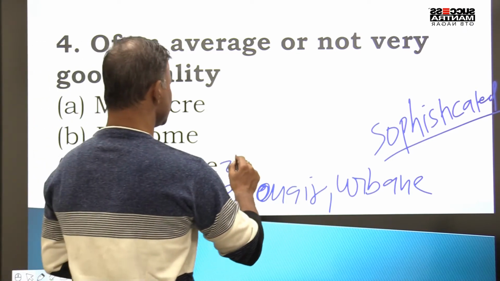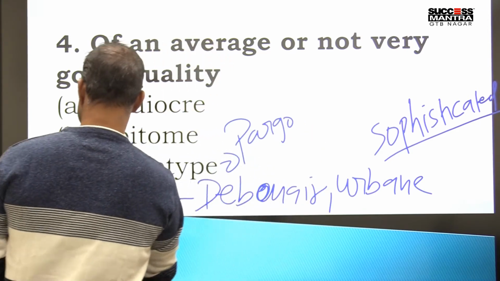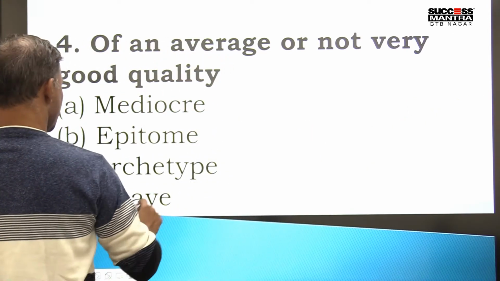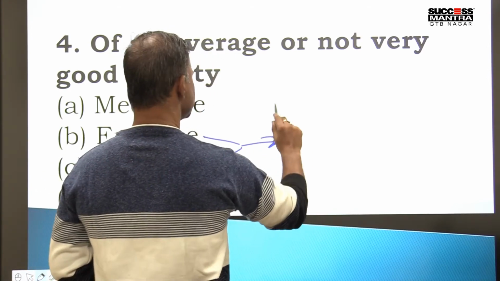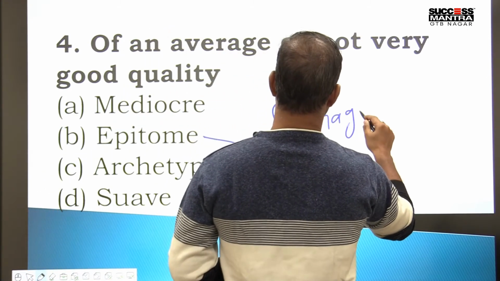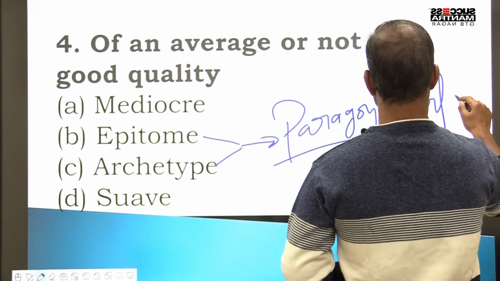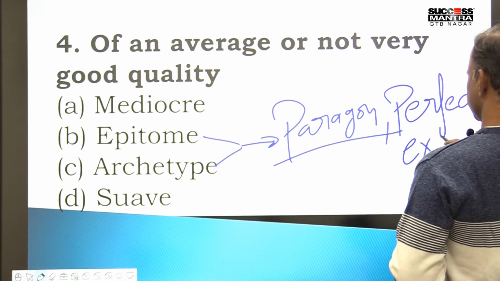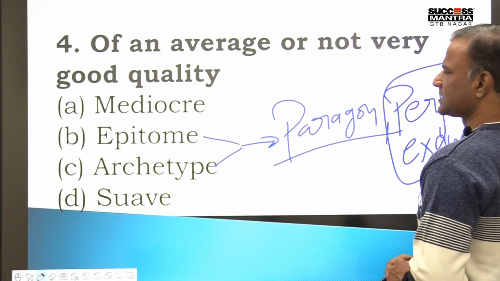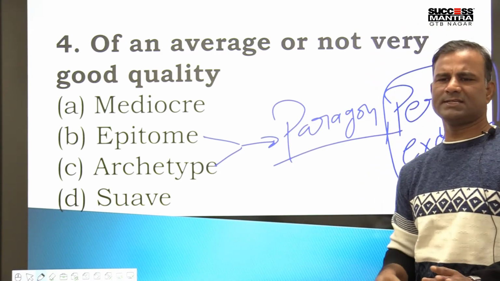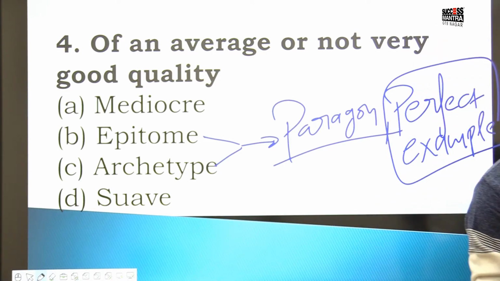Archetype is basically called the paragon. Archetype or epitome is basically called the paragon, or you can say the perfect example. This is called the perfect example of something. Archetype of a successful businessman can be called the perfect example of something. He is the paragon of how a business should be run.